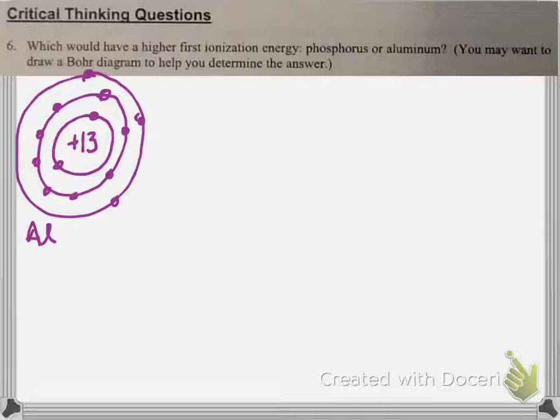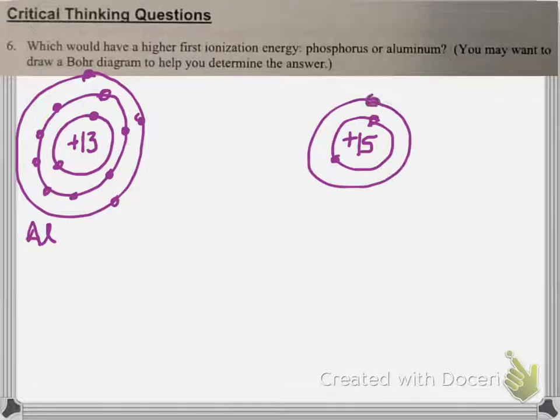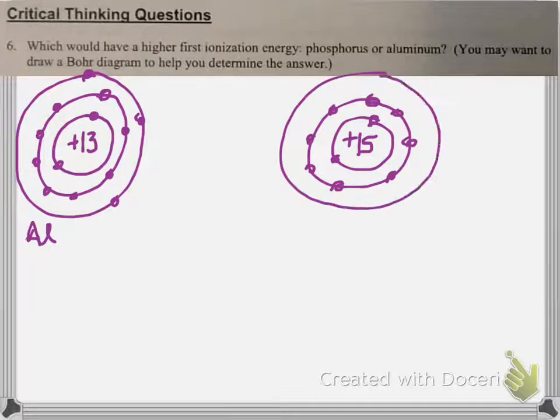Okay, phosphorus, plus 15, 2 electrons in the first, 8 in the second, 3, 4, 5, 6, 7, 8. Remember, it doesn't matter where you put them, which leaves 5 in my third. 2, 3, 4, 5. This is phosphorus. So the question is about first ionization energy, which is what we already talked about with lithium, nitrogen, and phosphorus.